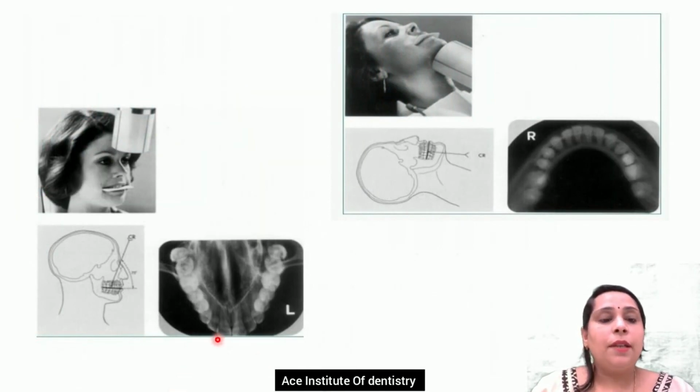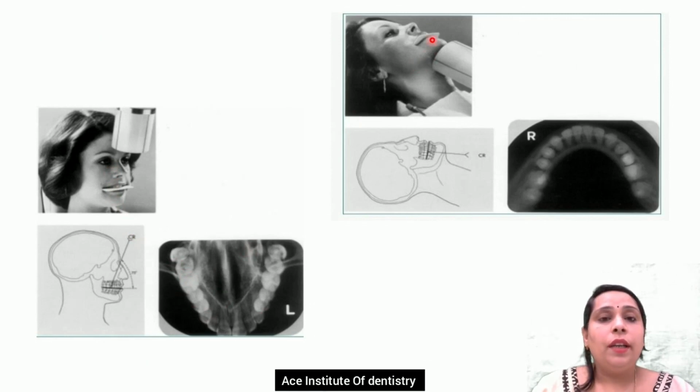Here we use the number 4 size of IOPA film. Okay, for the maxilla, the patient has to hold the film and it has to be directed at more than 45-degree angulation. It's almost 70 or like that. In that angulation, you have to keep the cone. Then we will get the film. The complete maxillary arch will be obtained.